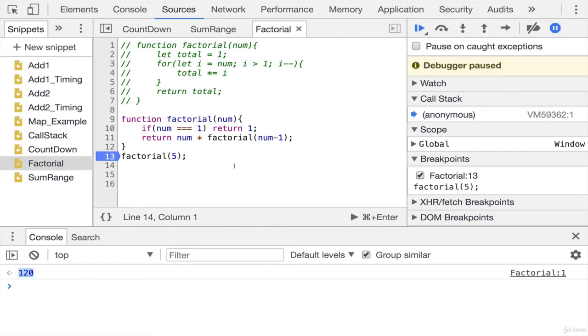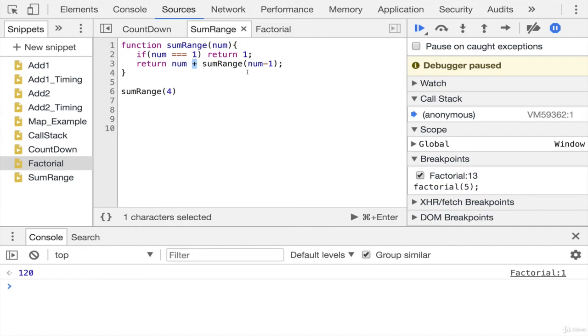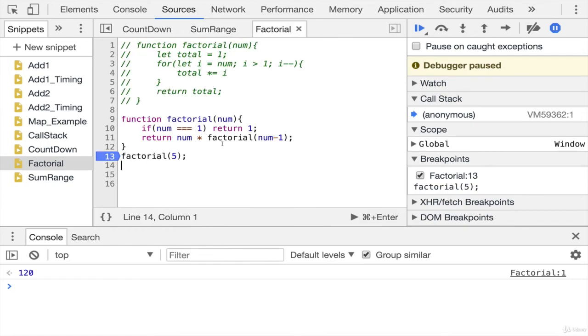All right, so that is recursive factorial, a very, very common intro to recursion exercise. And it's a pattern, as I already explained, it's basically the same thing here, except we're multiplying now instead of adding.